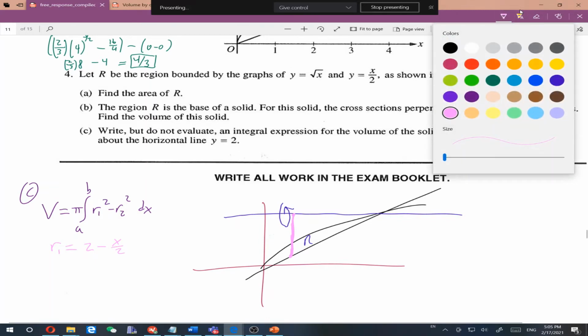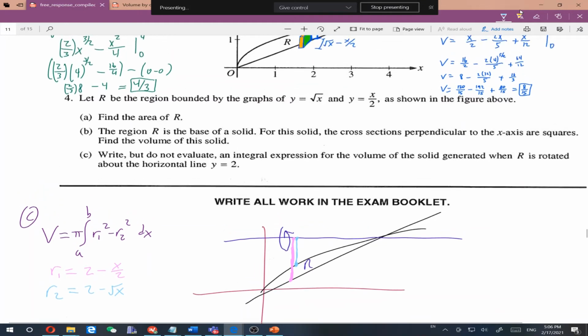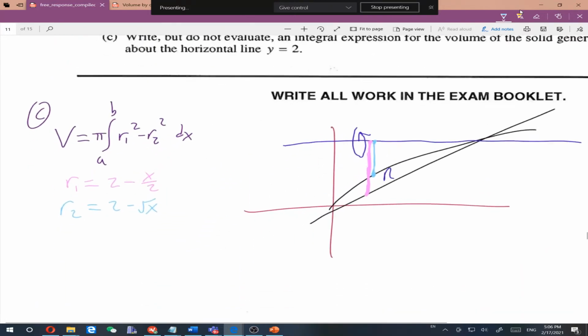And then we're also going to have a smaller R2, which is our distance from our axis of rotation to the innermost function. What's that distance? 2 minus square root of x. What's our A and what's our B? Our A is 0 and our B is 2. A is 0, B is not 2? 4. Okay, 4, because we're still integrating in terms of x.